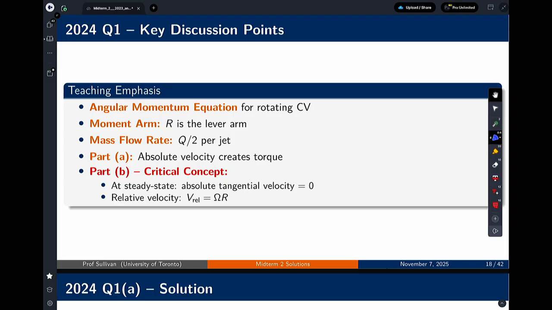Here we have a rotating system, so I'll grab one of the arms and look at that. The moment arm is R, the lever arm. Mass flow rate is Q over 2 per jet, because we assume each jet expels the same amount of liquid. Absolute velocity creates torque, and at steady state, absolute tangential velocity is going to be 0, and I'll explain that in more detail. Relative velocity is omega r.